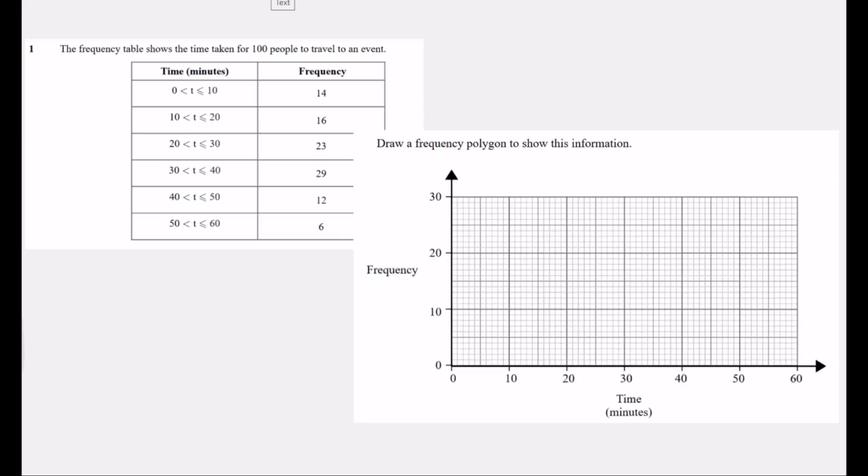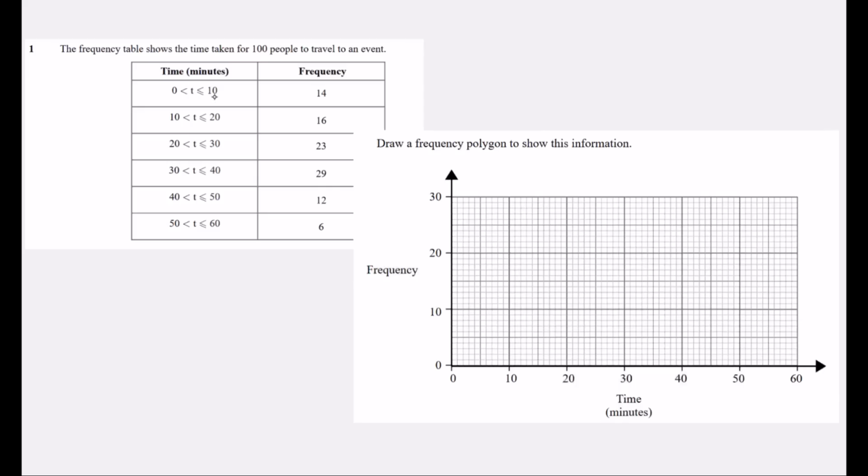Question 1. The frequency table shows the time taken for 100 people to travel to an event. We need to draw a frequency polygon to show this information. With a frequency polygon, we're plotting the midpoint against the frequency.